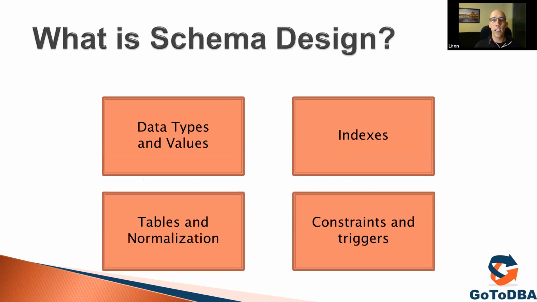So what does it include? When we say schema design, what is schema design? There are 4 things here, and we'll dive into each one of them in the next few slides. Data types and values of the data itself, indexes on the tables, and normalization. Now, tables and normalization is usually what people think about when we say schema design. We'll talk about that as well. And last is constraints and triggers on these tables.